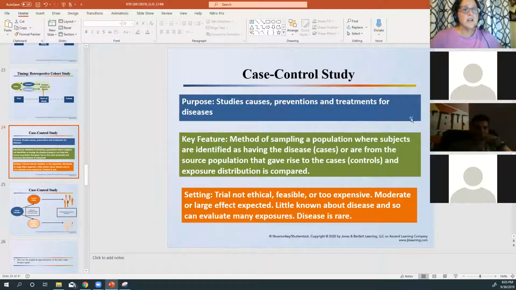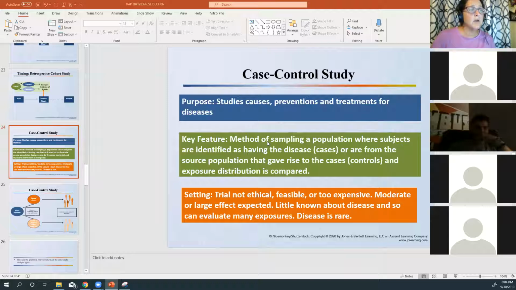Now, for case control studies, we use them to study causes. We want to know what are the things that may be causing a condition. They're also eventually used for prevention and treatment of disease. The main thing that you do in a case control study is, as the name says, we look for cases. We look for people who have been identified as having the disease, and we also look at people, hopefully, who are as similar as possible to the cases, except they don't have the disease.